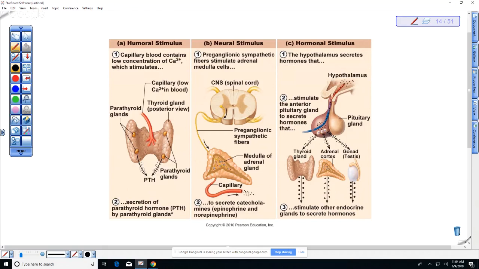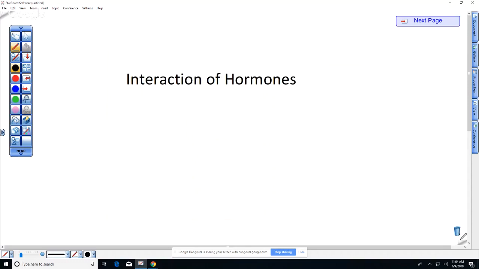This is the adrenal gland. Specifically, the medulla of the adrenal gland is actually nervous tissue, which can release adrenaline or norepinephrine. And then we have all these other hormones that affect other glands in the body. I'll talk about that in a minute.